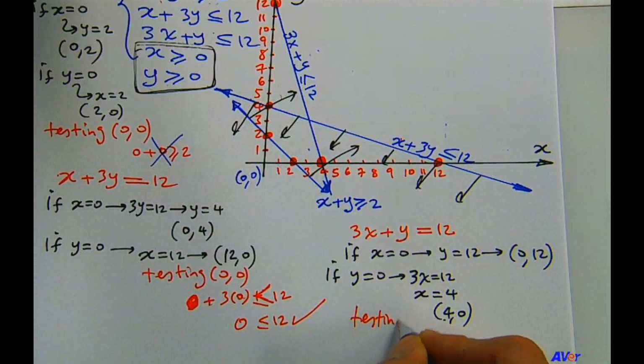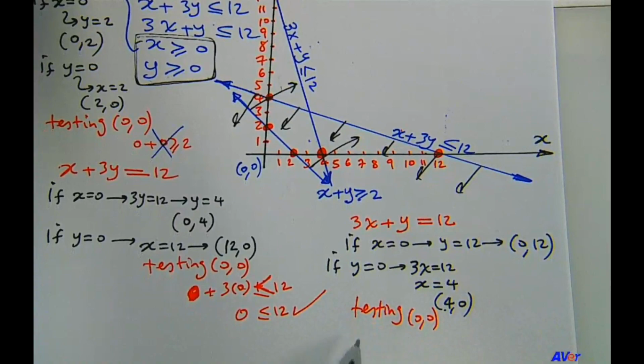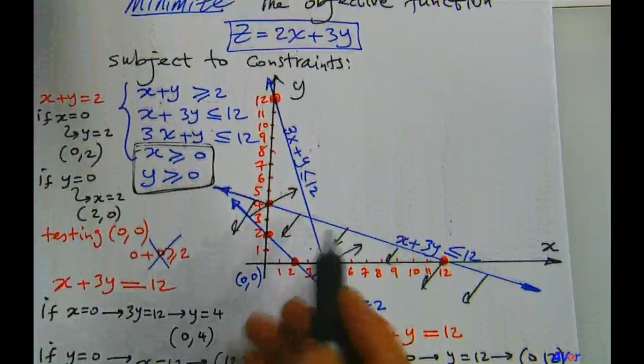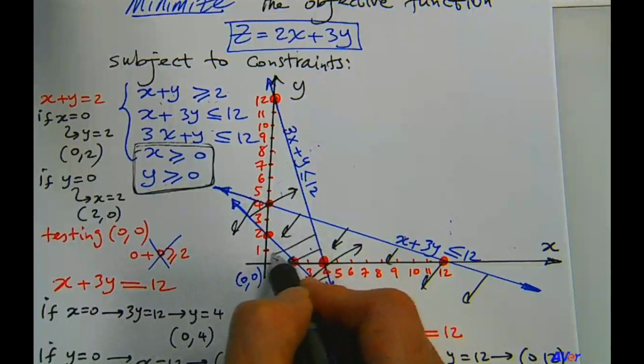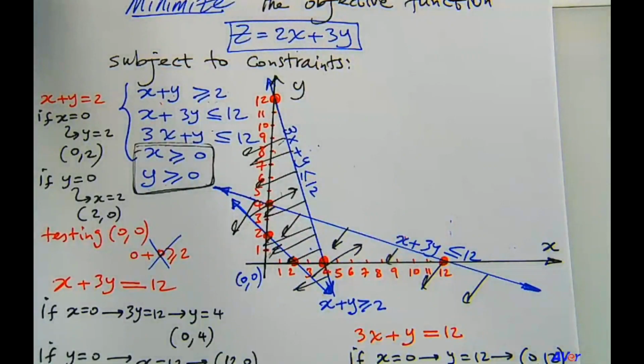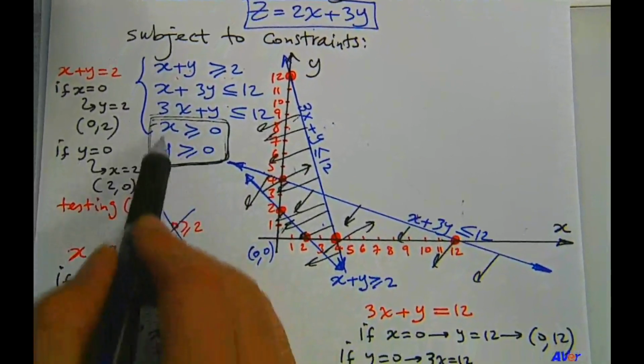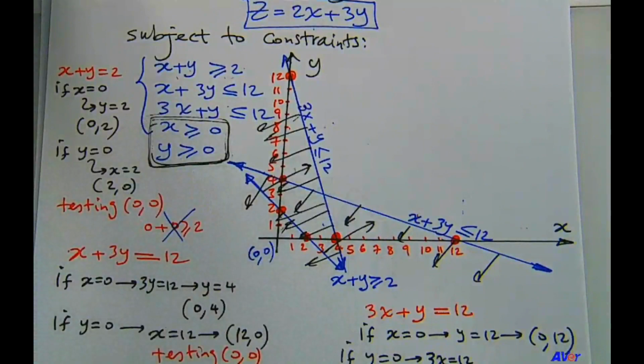So testing (0, 0), what do we have? Plug it in there: 3 times 0 plus 0. Is it less than or equal to 12? Absolutely. So it checks out. So the same side as the test point for this line is the solution of that inequality. And then, of course, these last two inequalities tell us to keep everything positive.